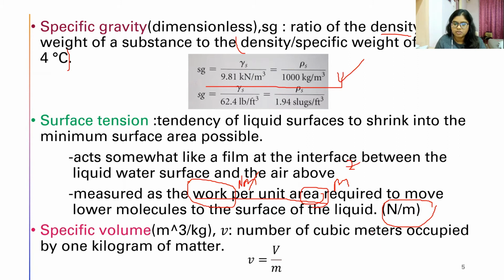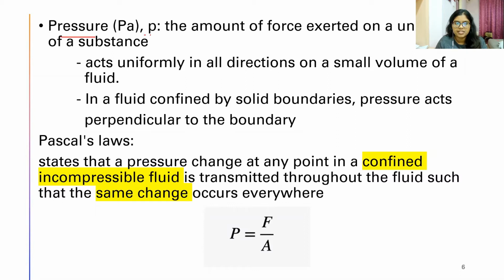Specific volume is the number of cubic meters occupied by 1 kilogram of matter. So it has the unit meter cube per kilogram. Basically, specific volume is equal to volume divided by mass. So it's the opposite of density just now. Pressure has the symbol P and its unit is Pascal. So we can derive Pascal into many other units, for example, Newton per meter square. So pressure, its definition is the amount of force exerted on a unit area.